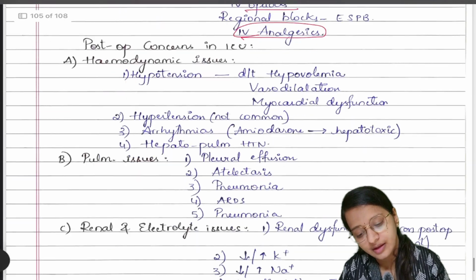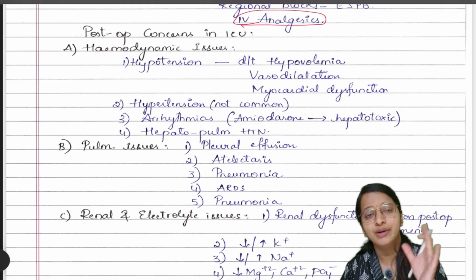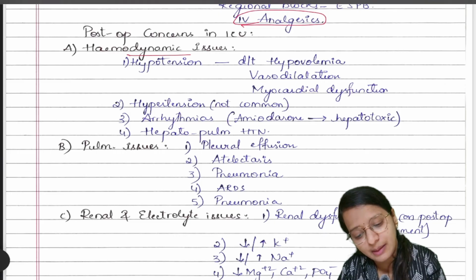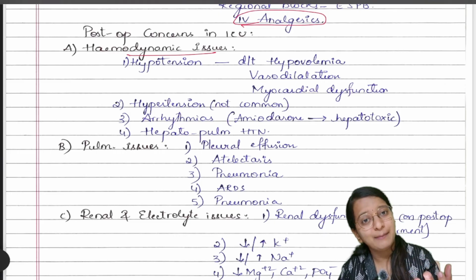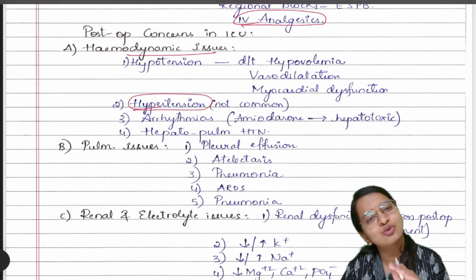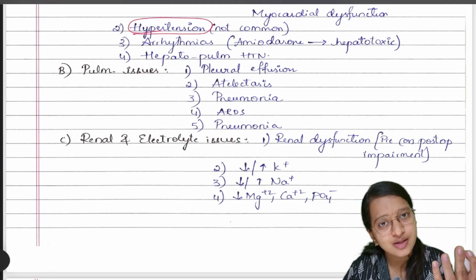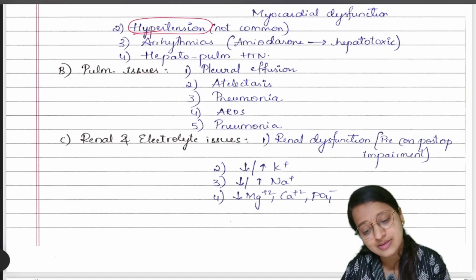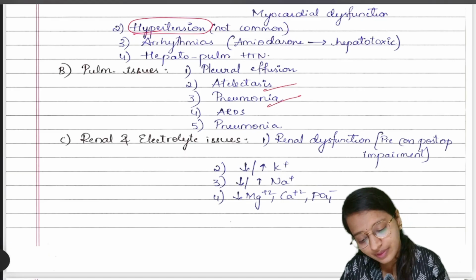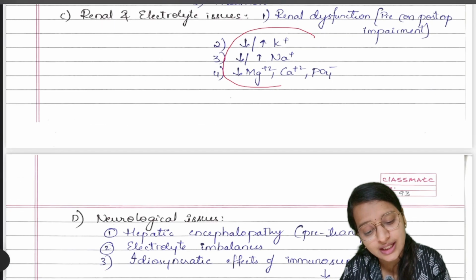Okay. So post-op concerns again, all the multi-organ we have to check. Pre-op we have checked all the organs, right? Post-op also we will check all the organs. First, hemodynamic issues: again there might be hypotension, arrhythmias, hepatopulmonary syndrome, and hypertension is not that common. Pulmonary issues: it is a prolonged surgery, or the patient is already having atelectasis, so there may be atelectasis, pleural effusion, pneumonia. Coming to renal and electrolyte issues, there might be renal dysfunction and all the electrolyte disturbances.